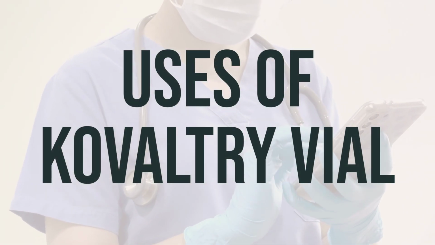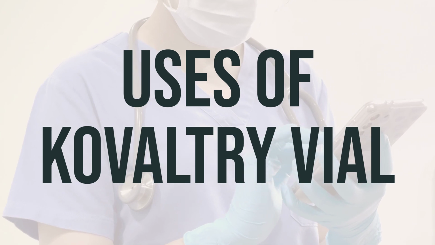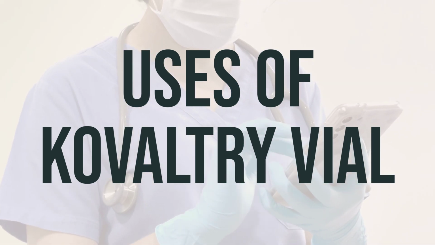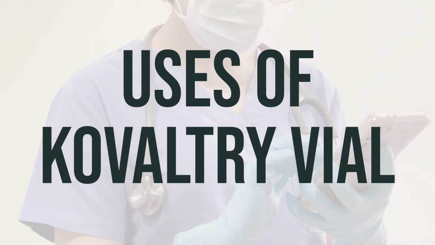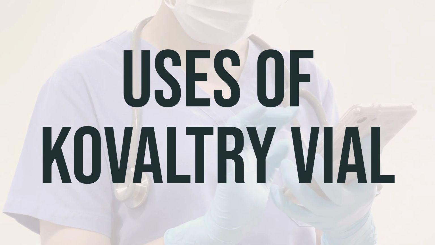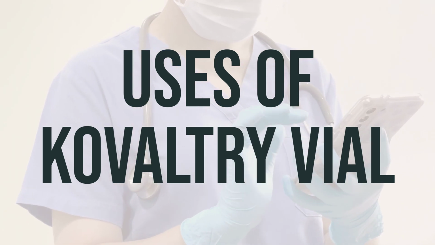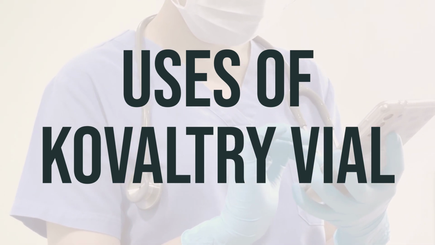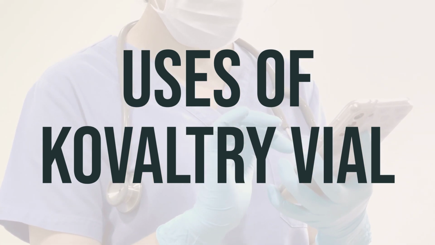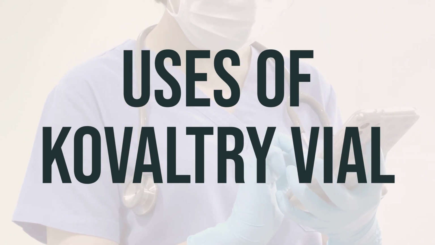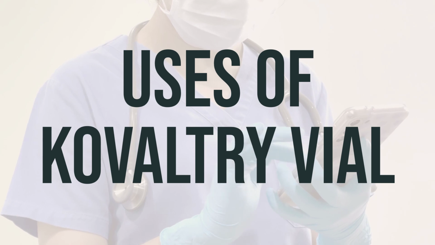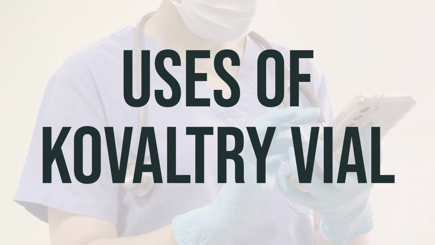Kovaltry Vial is a medication used to control and prevent bleeding episodes in people with low levels of factor VIII, also known as hemophilia A. It is also used in these patients before surgery to prevent bleeding. People with low factor VIII levels are at risk for bleeding longer after an injury or surgery and for bleeding inside the body, especially into the joints and muscles.